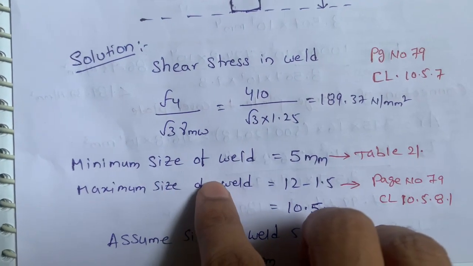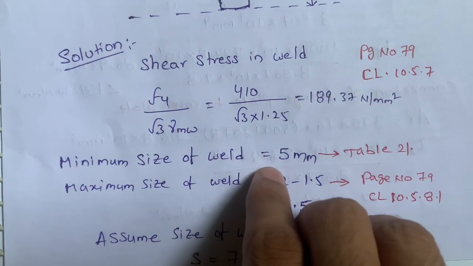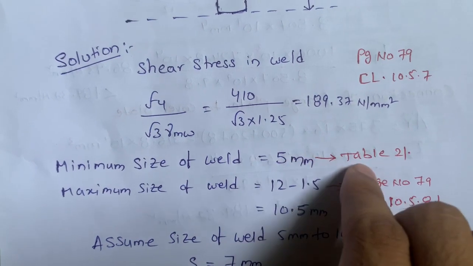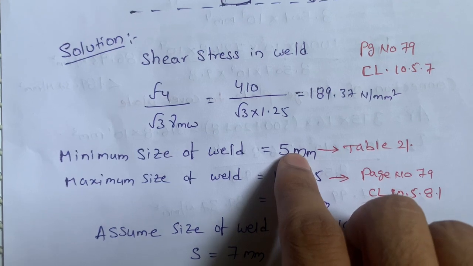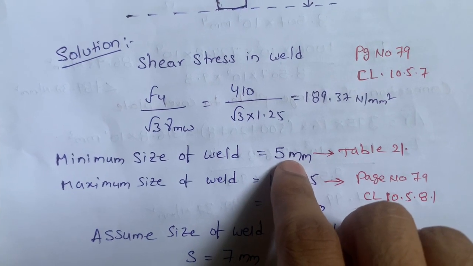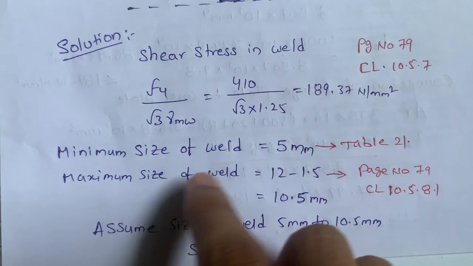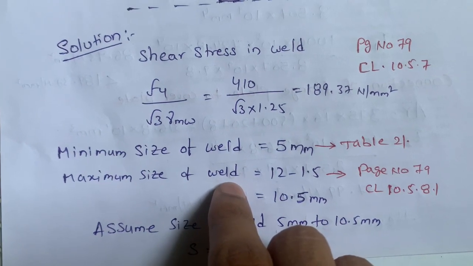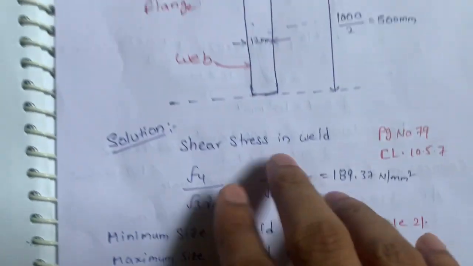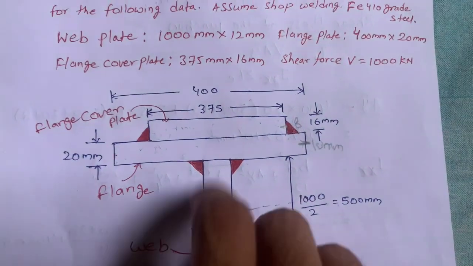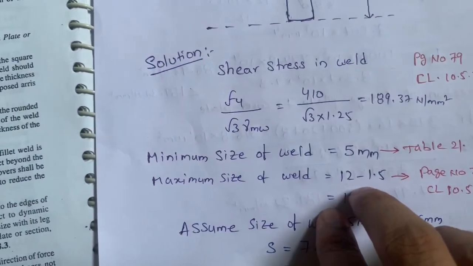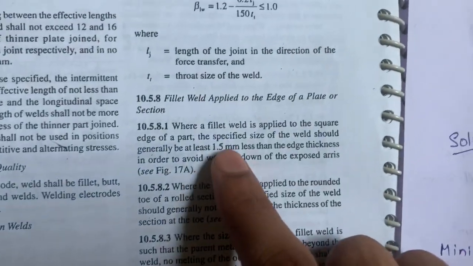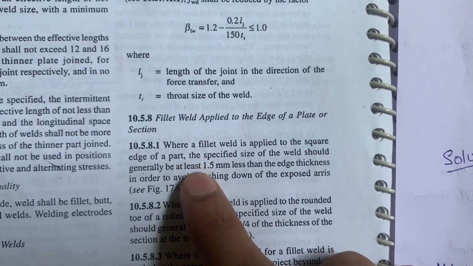Next we need to find the minimum size of the weld. The code already specifies in table 21 that the minimum size of the weld is 5 mm. Next, the maximum size of the weld. The maximum size of the weld depends on the thickness of the web plate, which is 12 mm. The code specifies that we need to subtract 1.5, that is clause 10.5.8.1.